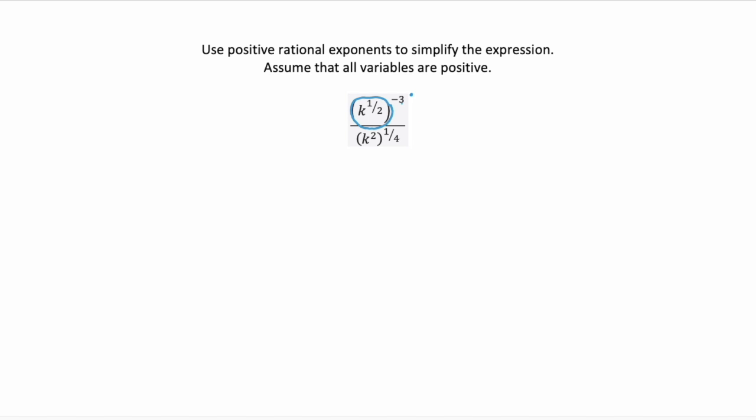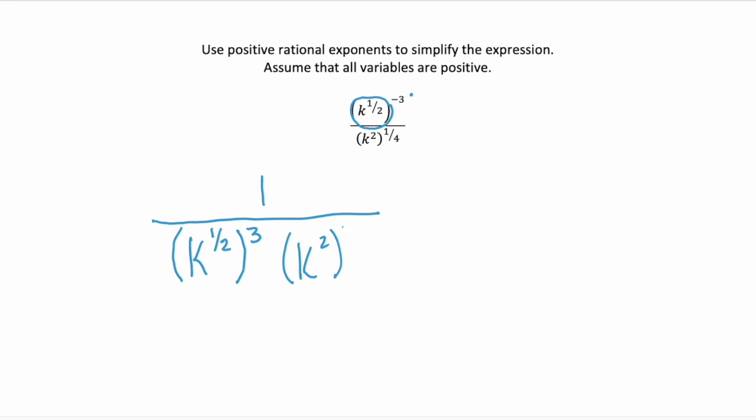So what we do is we take that negative exponent of negative 3 and it becomes a positive 3 exponent. And it's still attached to that same base. The base doesn't change. It's k to the power of 1/2, now to the power of positive 3. Since that value was initially in the numerator, it now becomes part of our denominator. So our numerator is going to be just a 1. And this base, k squared to the power of 1/4, remains in the denominator.